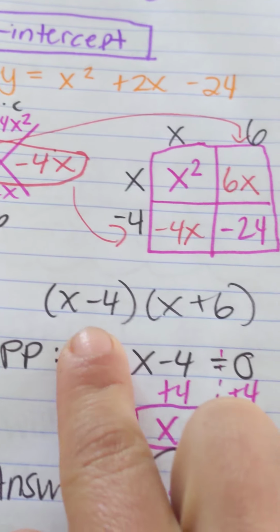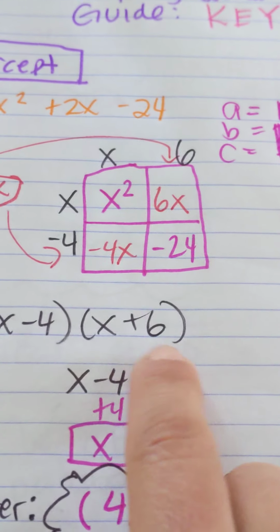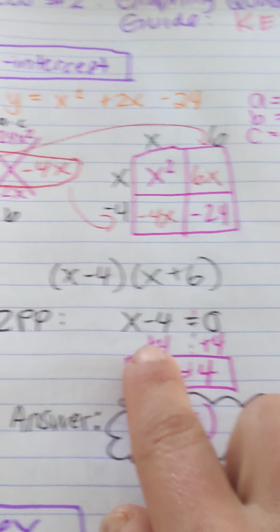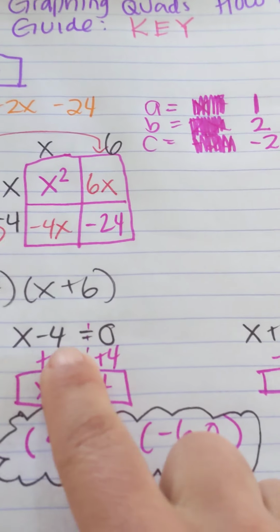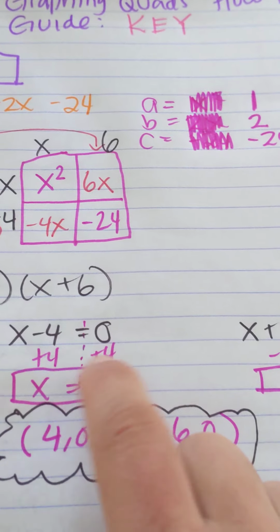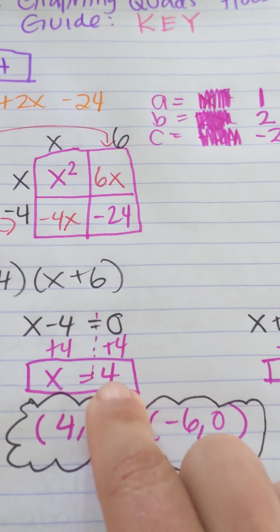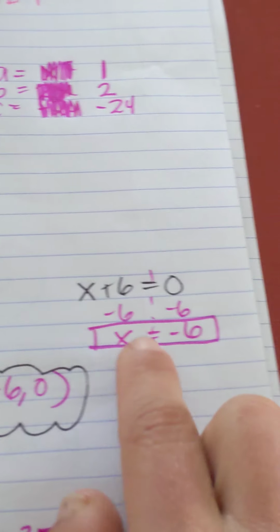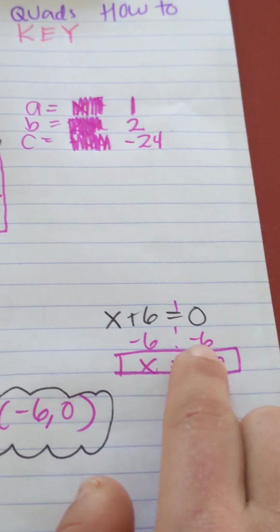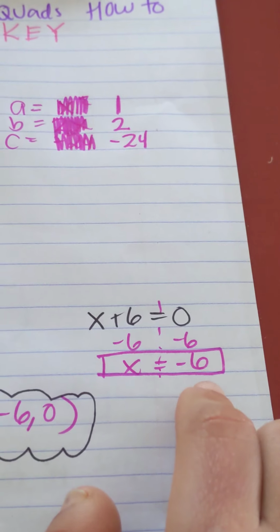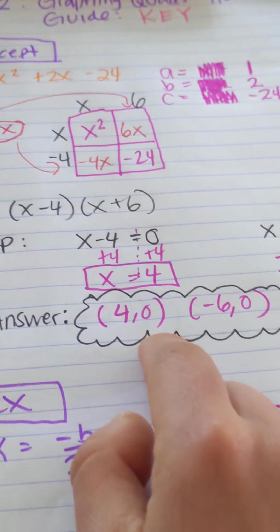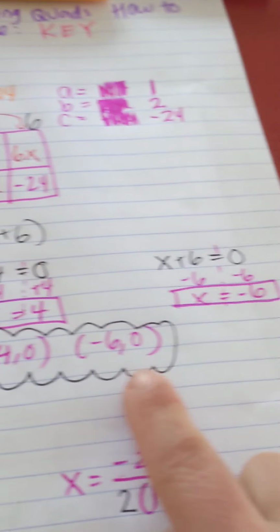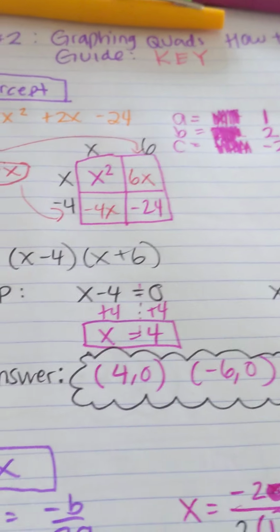So, x minus 4, x plus 6. I'm going to set each one to 0. x minus 4 equals 0. x plus 6 equals 0. I'm going to solve for x, so I'm making an equal wall. I added 4 to both sides. x equals 4. Here I subtracted 6 from both sides. x equals negative 6. When I make it a coordinate, it's going to be (4, 0), because these are your x-intercepts. And then (negative 6, 0).